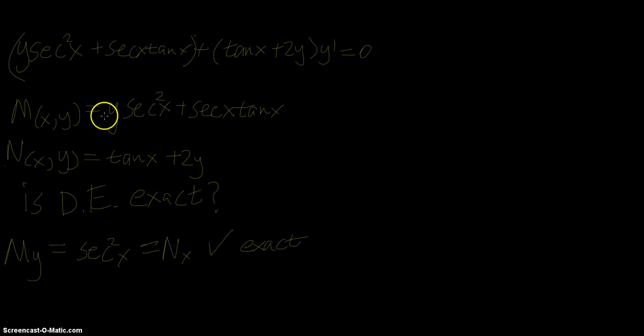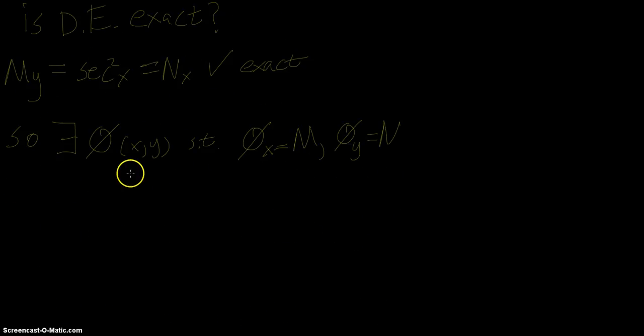And here we have the partial of M with respect to y is just secant squared, and the partial of N with respect to x is the derivative of tan x, which is secant squared x. So we have an exact differential equation. What that tells us is there exists some function of x and y such that the partial of that function with respect to x is equal to our M(x,y), and the partial with respect to y is equal to N(x,y), and we'll just call it function phi.